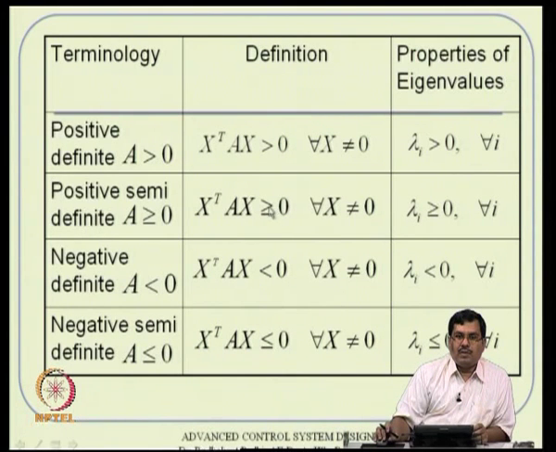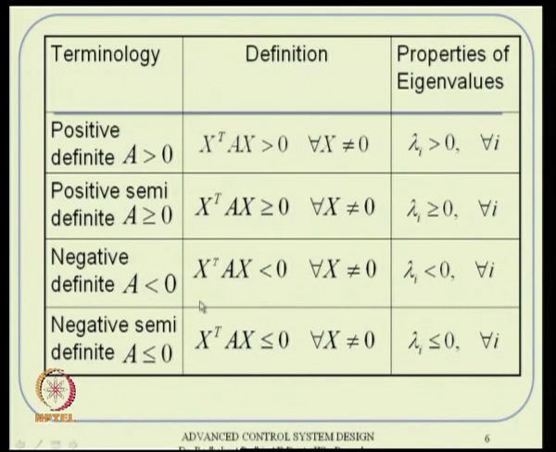Similarly, if it is greater than or equal to 0, it is called a positive semi-definite matrix. If it is strictly less than 0, it is negative definite, and if less than or equal to 0, it is negative semi-definite. Notation-wise you can write it this way, but remember that this is simply a notation. A is a matrix, and A greater than 0 does not mean each of the elements of A is greater than 0. The meaning is in this sense. In many control system analyses, when you see A greater than 0, it simply means A is a positive definite matrix.